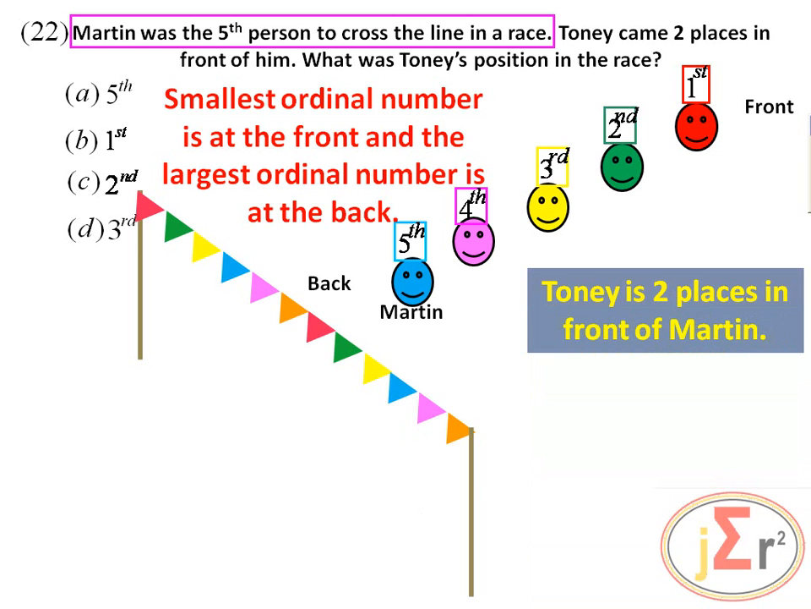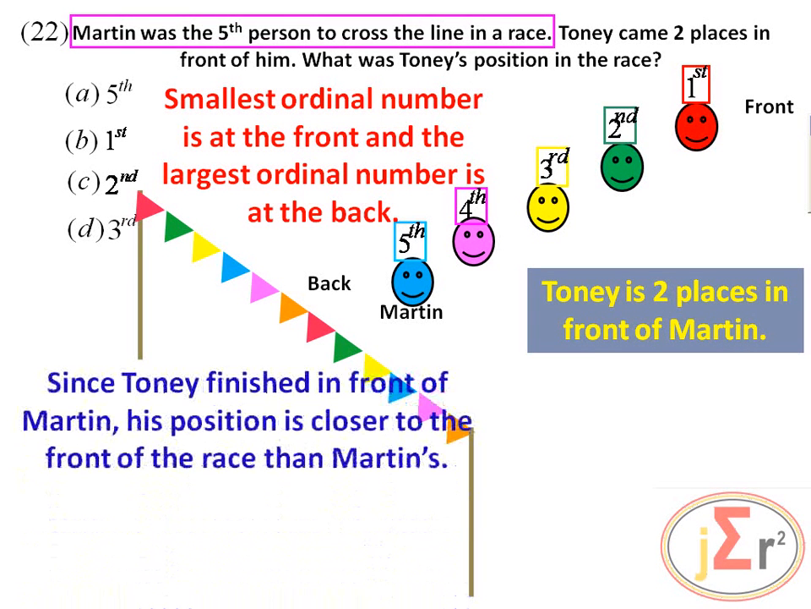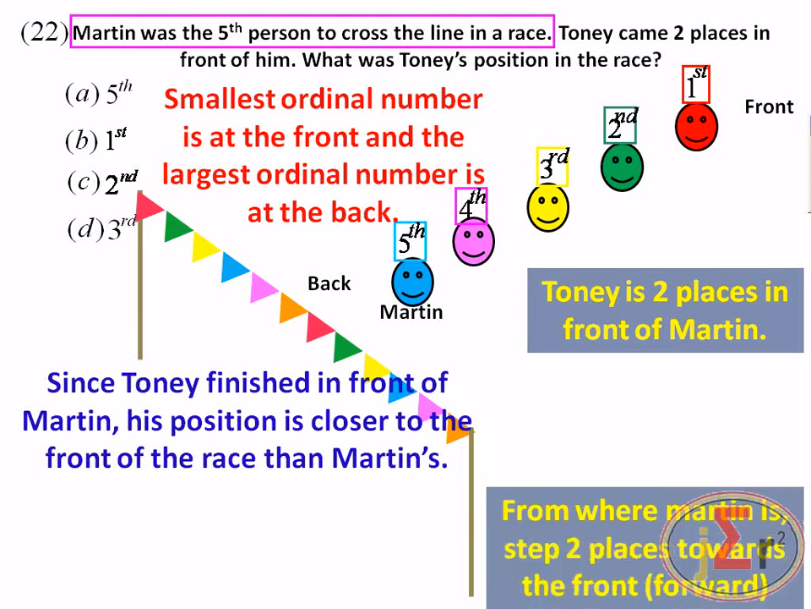Tony is 2 places in front of Martin, and Jerry is saying that Tony finished third. Since Tony finished in front of Martin, his position is closer to the front of the race than Martin's position. So his position is third.